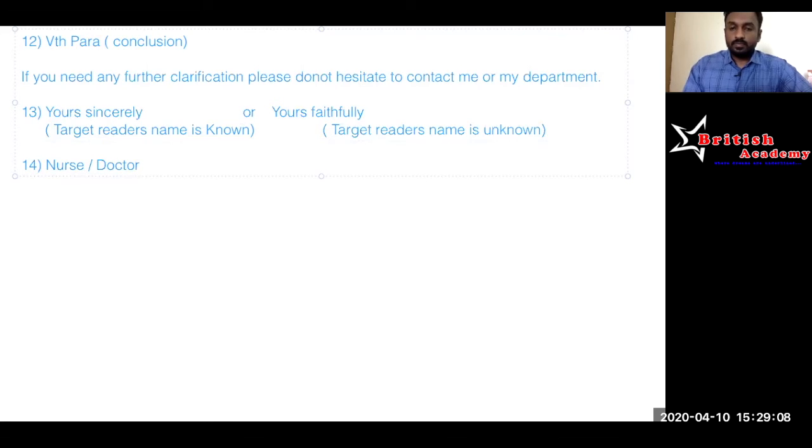Simple. Okay, this is how you need to write your letter. These are the 14 points which I wanted to guide you. I believe that things were pretty easy for you.